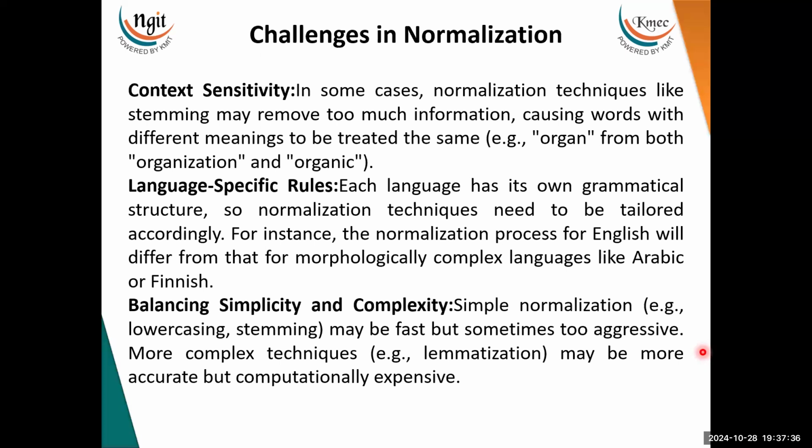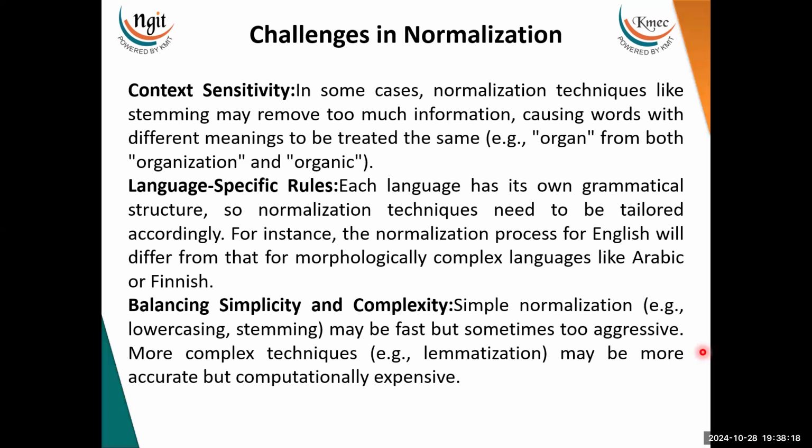So the first one is context sensitivity. In some cases, normalization techniques like stemming may remove too much information, causing words with different meanings to be treated the same. An example is organ from both organization and organic. So what does stemming do? Stemming will chop off or cut down the words to their base or root form, but stemming doesn't care whether the output is a valid word or not. Here, you can see organ is the outcome of the stemming when we perform it on organization and organic. So this is what the context sensitivity challenge is.